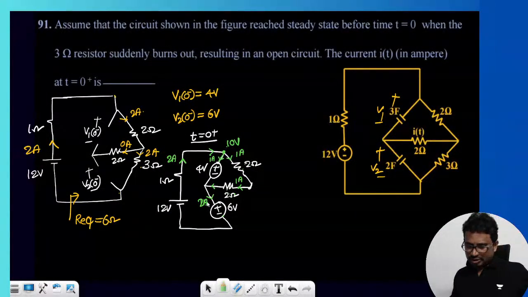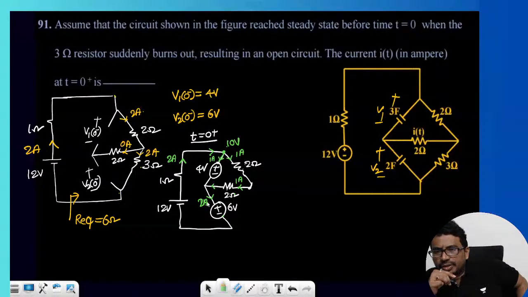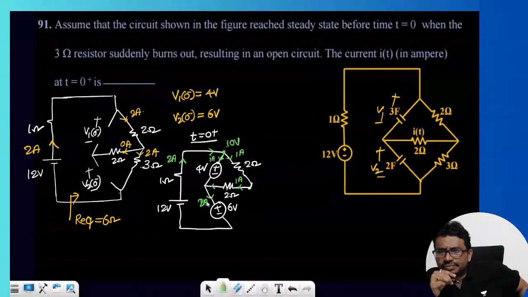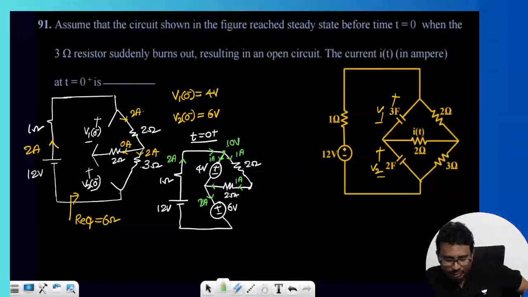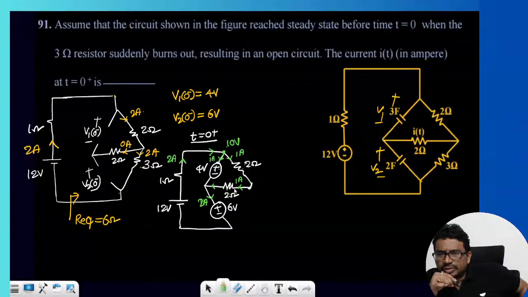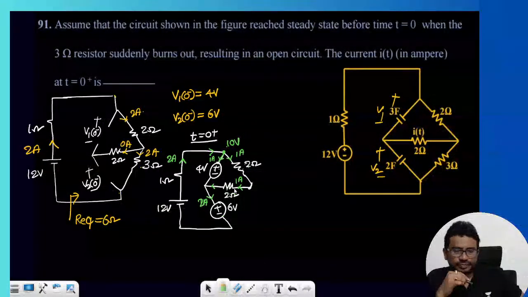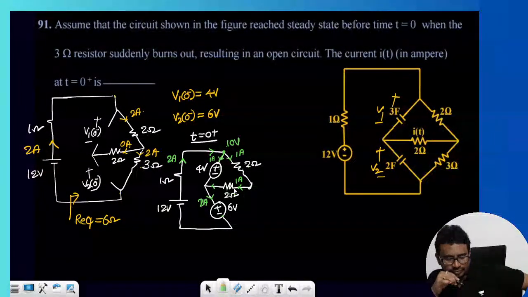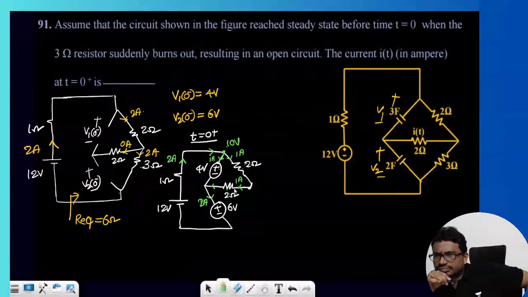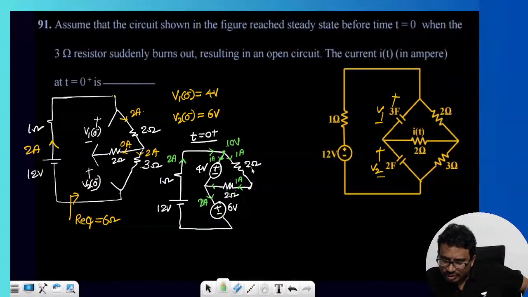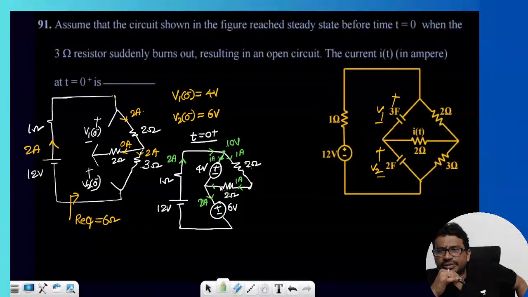Yes, check it now. We haven't done anything wrong, have we? So in this branch you can see 4, 2, 2, it will be divided equally. So we have the voltage, 2 and 2 will divide. So the current is 1 ampere there. Here also 1 ampere. This is 1 ampere. Here also we have 1 ampere.